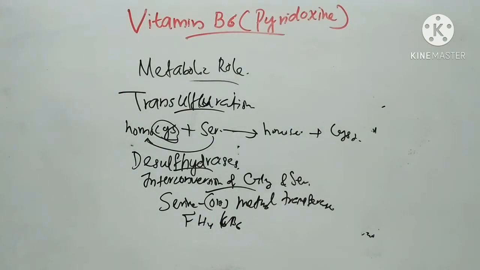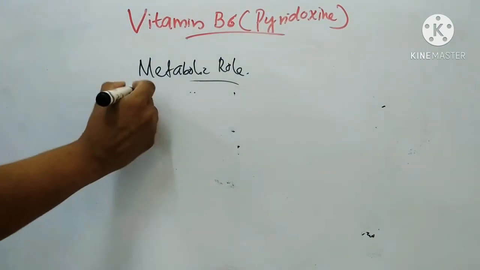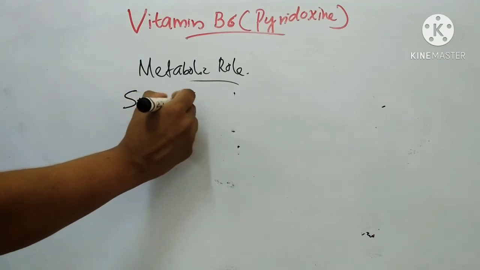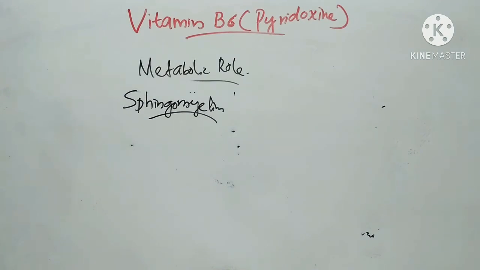Pyridoxal phosphate is required as a coenzyme in the biosynthesis of arachidonic acid from linoleic acid. Next one is synthesis of sphingomyelin. Pyridoxal phosphate is required as a coenzyme for the activation of serine, which is required for the synthesis of sphingomyelin.